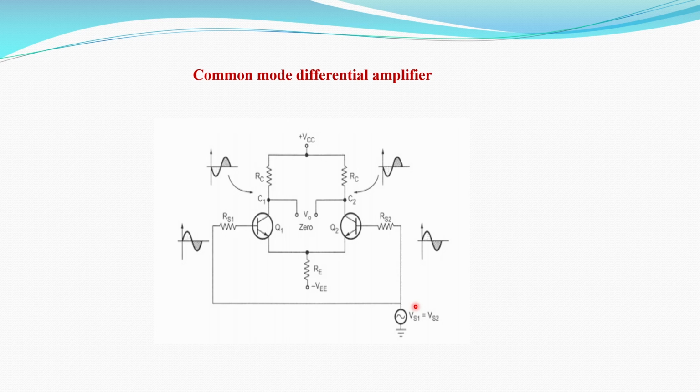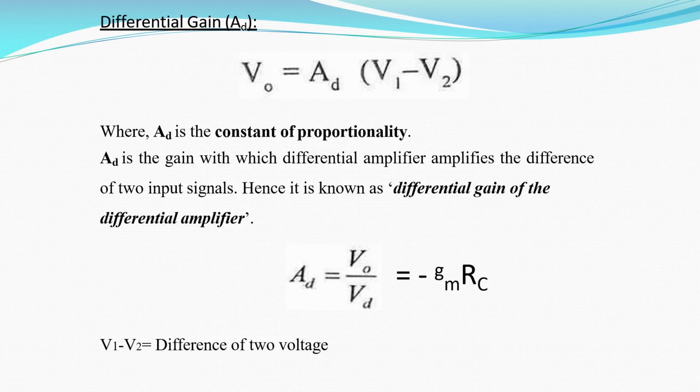The next topic is CMRR. CMRR is nothing but the common mode rejection ratio. Now we are going to calculate the differential gain and the common mode gain for the two modes. The differential gain is calculated for mode 1. V naught is equal to AD into V1 minus V2, and AD is the constant of proportionality, which is nothing but the gain of the differential amplifier. So AD equals V naught by VD. V naught is AD into V1 minus V2, and VD is nothing but V1 minus V2, the difference of the two voltage signals.